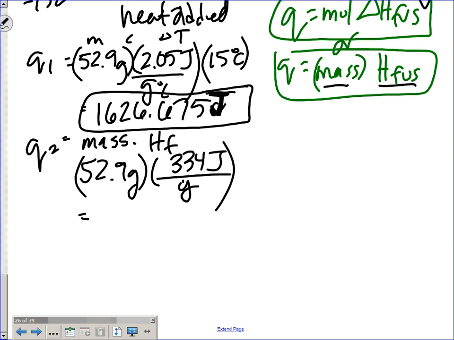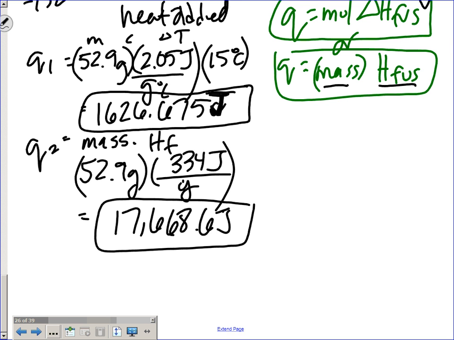So somebody calculate that for me real fast. Anybody? Give me some help here because this moving really slow makes you sleepy, and then I'm just going to stop doing problems if I can't get some participation, please. Thank you, Nick. 1766. So 17,668.6 joules, something like that. Great. Okay, so that's our Q2.